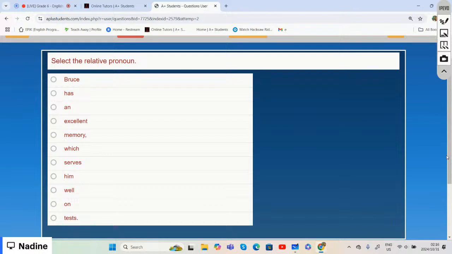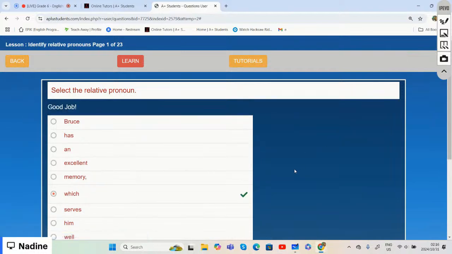And if we were to choose the correct relative pronoun, we would say which. Yes, which is correct. Well done.